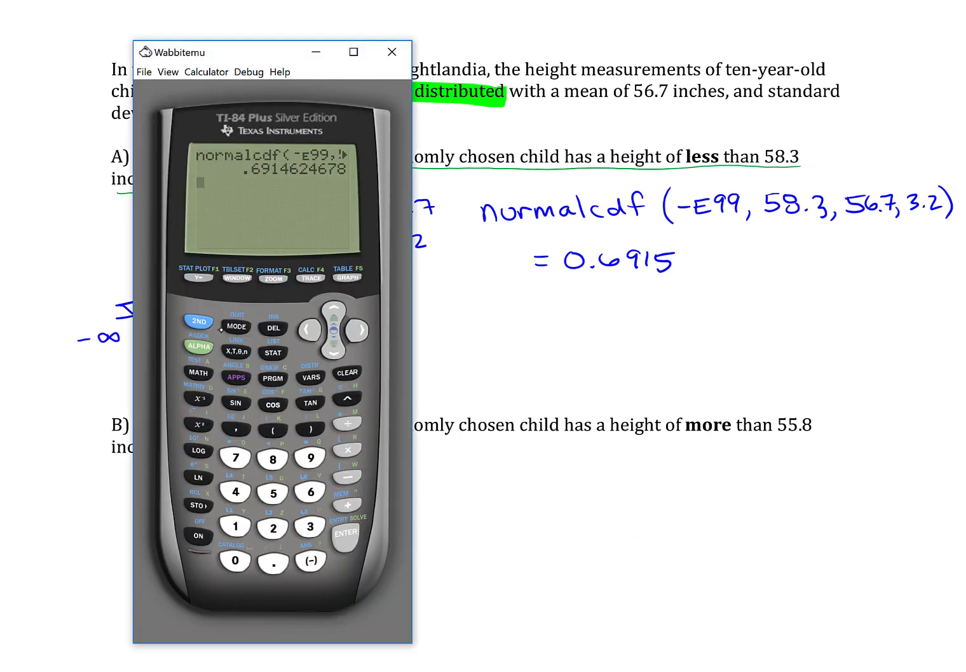Now, some of you may have seen a menu show up whenever you did the normal CDF function, and that's okay. It's just a different mode setting in the calculator, and you just enter your 4 values into this, and then it will take those values and put them into normal CDF for you. So you would still do negative e to the 99th, 58.3 is the upper limit, the mean is 56.7, the standard deviation is 3.2. So the idea is the calculator is just helping you know what the inputs are to the function.